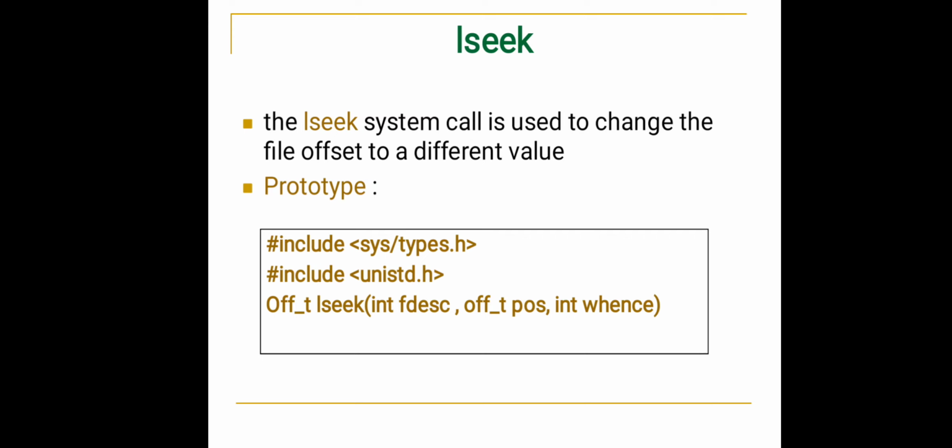So let us continue with the lseek system call. The lseek system call is used to change the file offset to a different value. To change the file offset, we use the lseek command. Prototype: #include <sys/types.h>, #include <unistd.h>, off_t lseek(int filedes, off_t pos, int whence).